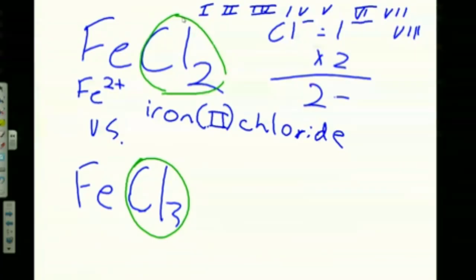Okay? So if this is iron 2 chloride, what do you think this one is? Iron 3 chloride. It tells me the charge on the cation. 3 plus would be the charge on this, because I have 3 negative charges, right? Chloride's always 1 minus, and I have 3 of them. So I have to have 3 positive charges. This is iron 3 chloride.